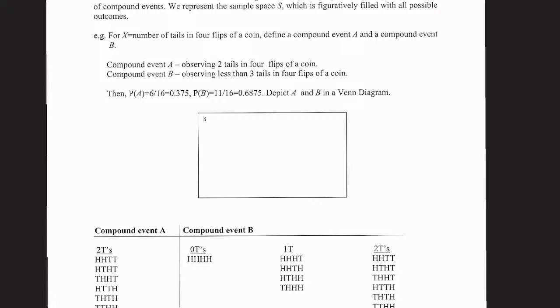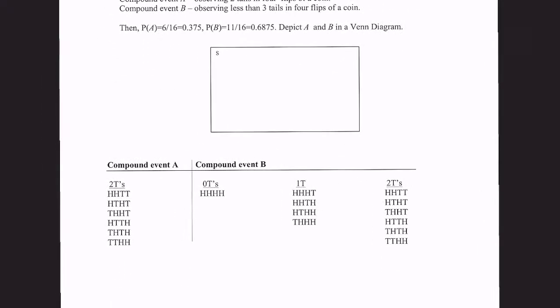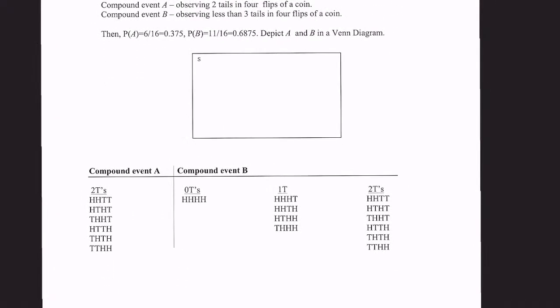Okay, what I'm asking you to do is to display the Venn diagram for these events A and B that are compound events. Well, I've drawn from the list of possible outcomes for the variable number of tails in 4 flips. And I've demonstrated below what the outcomes look like.